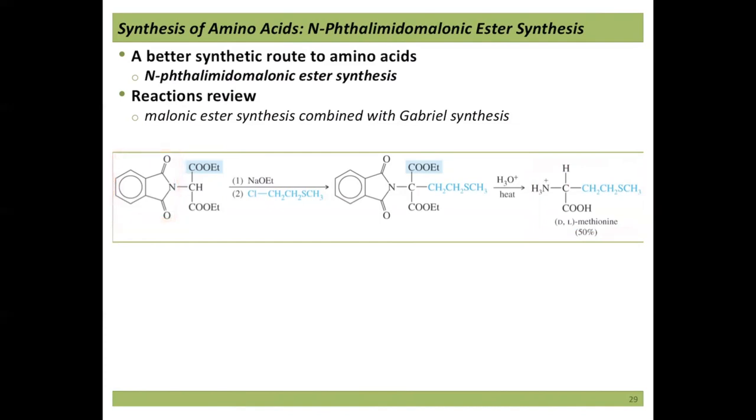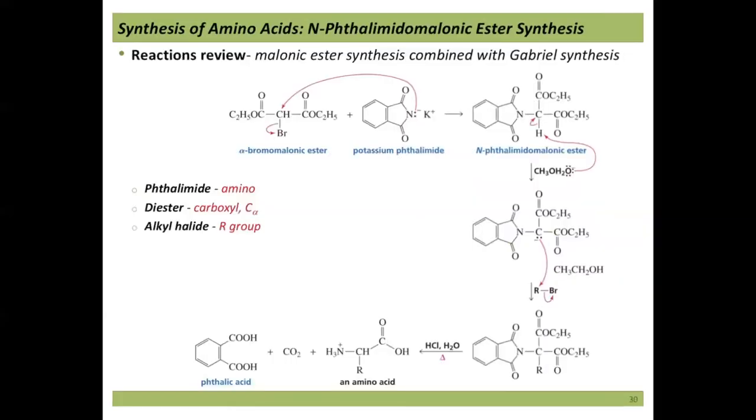This one's not as atom economical because you can see the protecting group is much, much larger. But we can make this one. It's actually a modified Gabriel amine synthesis. What you do is you take your malonic ester and halogenate at the alpha position. Then you take your potassium phthalimide and do an SN2 on there. And then you'd have your N-phthalimidomalonic ester that you could then run through and do your reaction to make your amino acid.